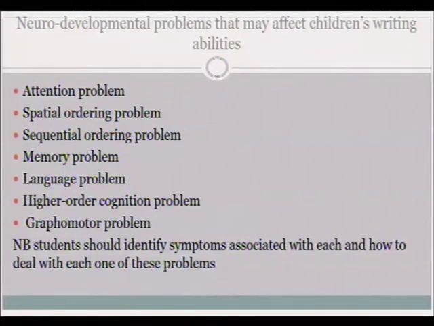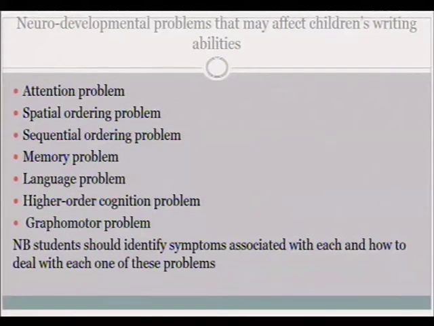One is attention problem. That is when they cannot attend in class. They cannot just be attentive. They can't listen. Spatial ordering problem. That is the order of words, leaving spaces in between. Sequential ordering problem. Memory problem, they can't remember. Language, they've got problems with language. Higher order cognition problems. Graphomotor problem. These are all problems that we can look at.